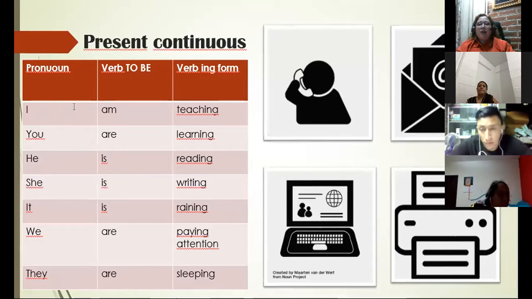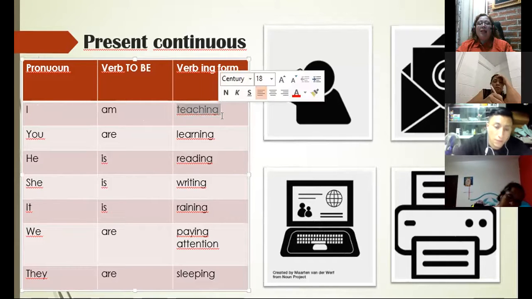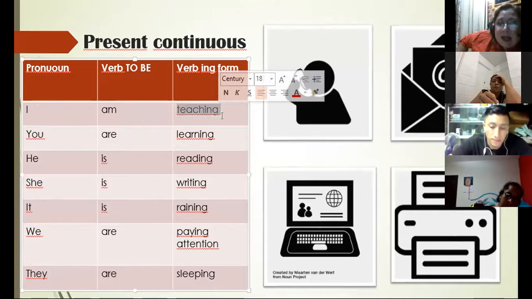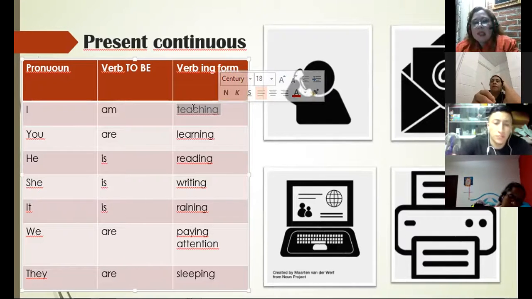The present continuous, it's made or compound by the pronoun, the verb to be, and the ing verb form, okay? You see? ing. Todos los verbos, en este caso que vamos a utilizar, van a terminar con ing, ing. ¿Qué significa esto? Que vamos a usar gerunds, un gerundio, ¿verdad? Gerunds.